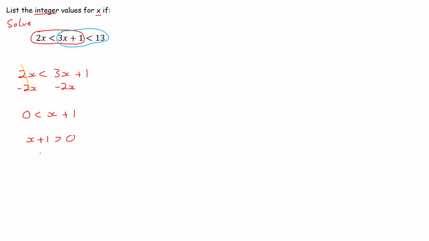And then from here, let's take away 1 from both sides, because we're trying to get x on its own here, and then these two cancel. You're just left with x being greater than 0 take away 1, which is minus 1. So I've solved this inequality. The question is not saying solve it, it's saying list the integer values, but we'll get onto that bit in a second. Let's now consider the second inequality, the bit in the blue, which is saying 3x plus 1 must be less than 13.